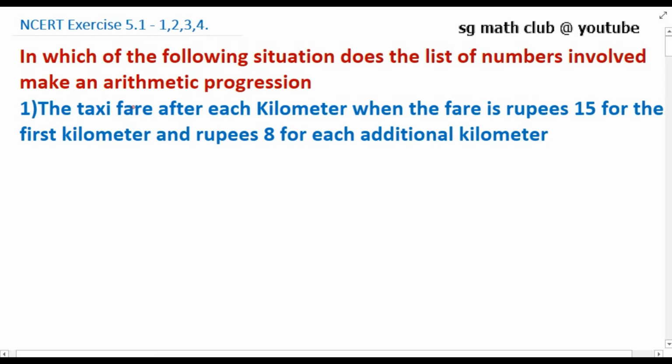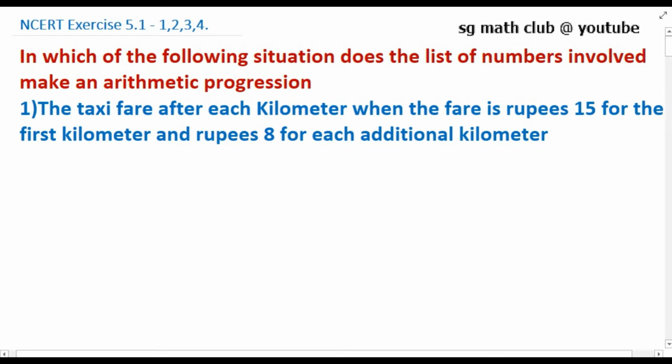So here they have given some situations. We need to list out the numbers involved in this so that it will make an arithmetic progression. In which of the following situations does the list of numbers involved make an arithmetic progression? The first question is the taxi fare after each kilometer when the fare is rupees 15 for the first kilometer and rupees 8 for each additional kilometer.